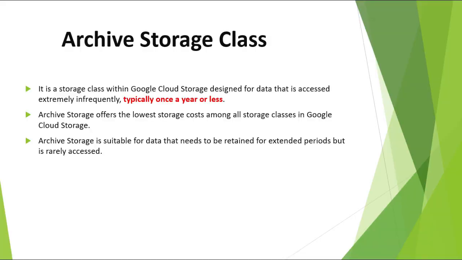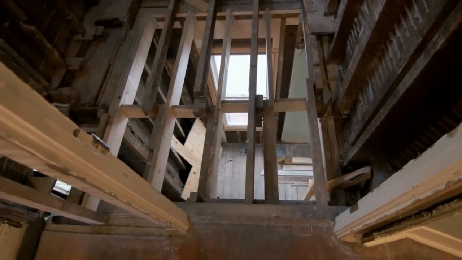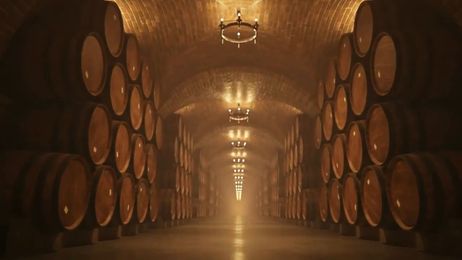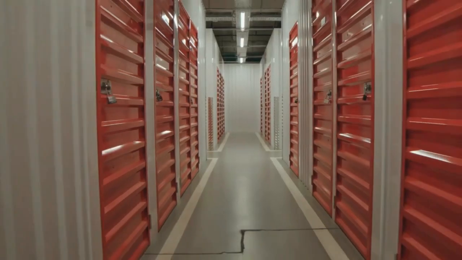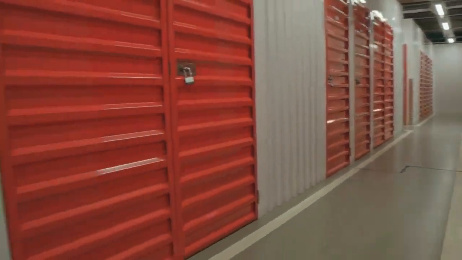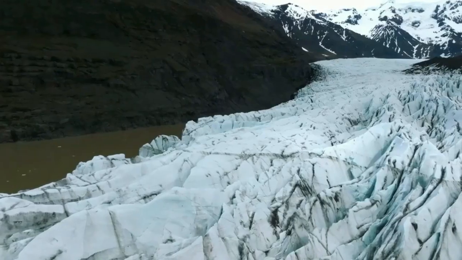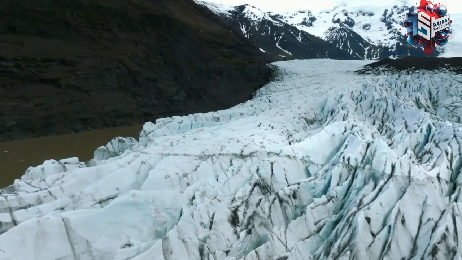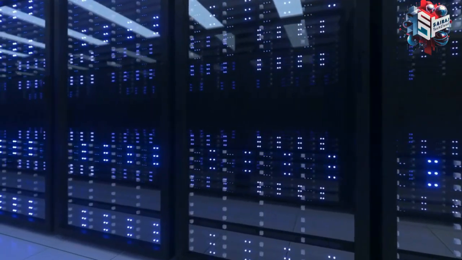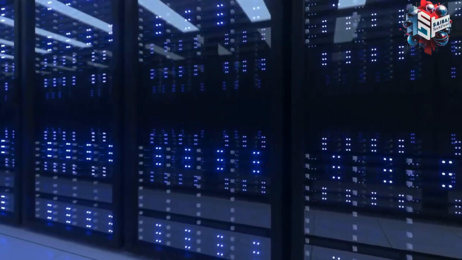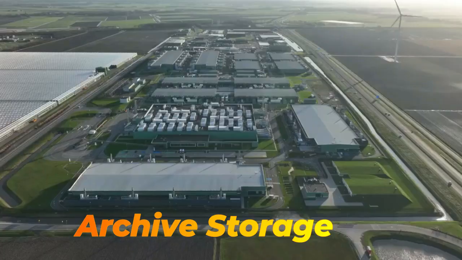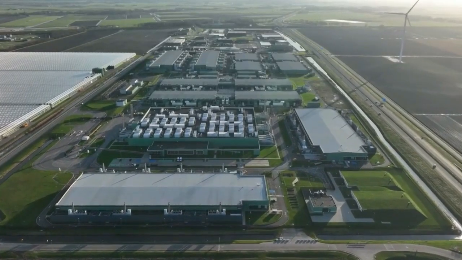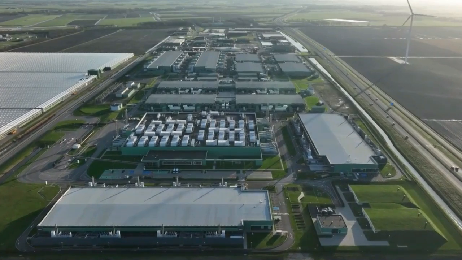Lastly, we'll discuss the Archive storage class in GCP. It is a storage class within Google Cloud Storage designed for data that is accessed extremely infrequently, typically once a year or less. It offers the lowest storage cost among the storage classes in Google Cloud Storage and is optimized for long-term data retention and archival. While Archive storage provides the lowest storage cost, it has the highest access cost among the storage classes.